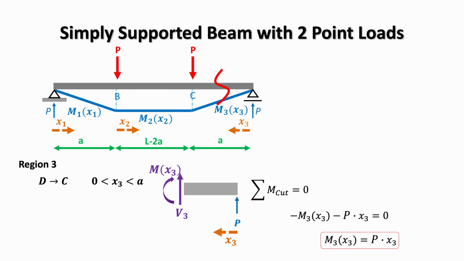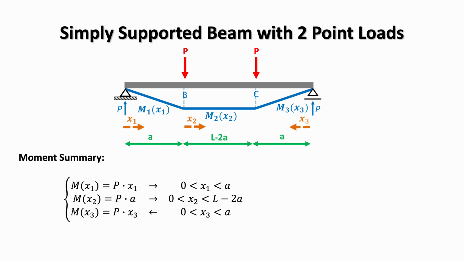Applying moment equilibrium around the cut gives us that minus M3 minus Px3 equals 0, and rearranging in region 3 gives us the moment M3 equals Px3. This is valid for x3 between 0 and a. The results mirror the bending moment expression in region 1, but the sign convention and coordinate system are reversed, consistent with the internal forces cancelling across the cut.